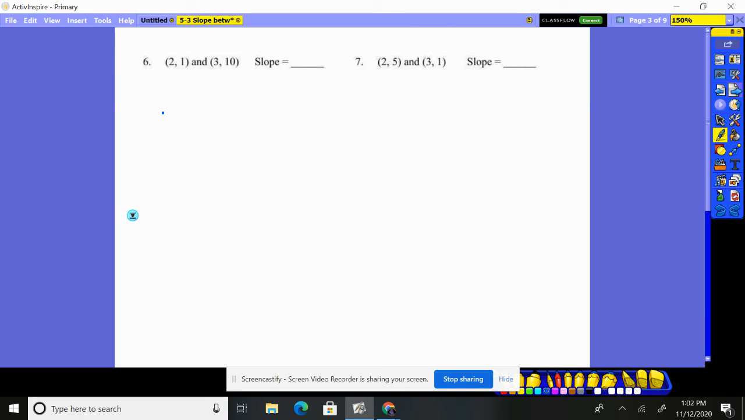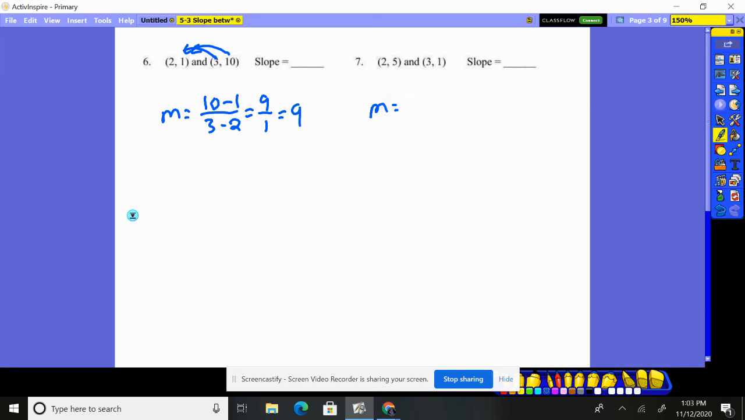Number 6. Well, slope, change in y's over change in x's. So I subtract my y's, 10 minus 1. So again, I'm going to go that direction. So I got to do 3 minus the 2. 9 over 1. Slope is 9.